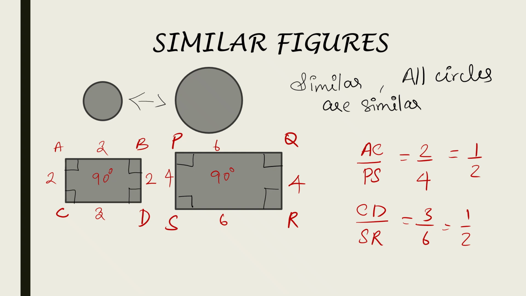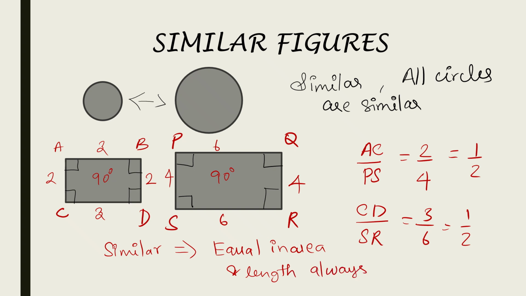So for polygons to be considered similar figures, the corresponding angles must be equal and the sides must be proportional. Remember that similar does not mean they are equal in area and length, that is perimeter. Not always. Sometimes it might be equal, but sometimes it might not be equal.